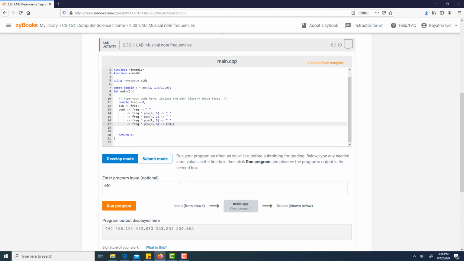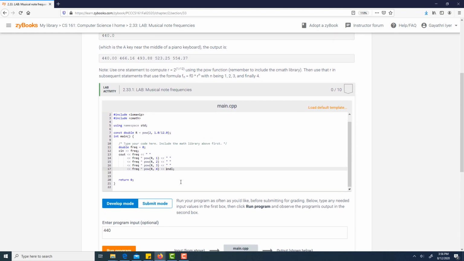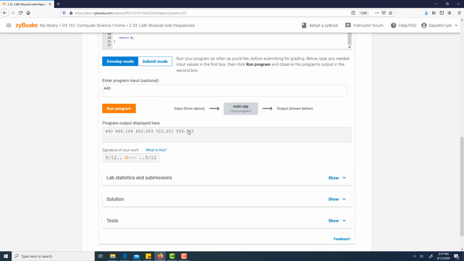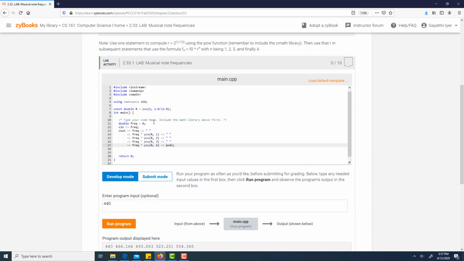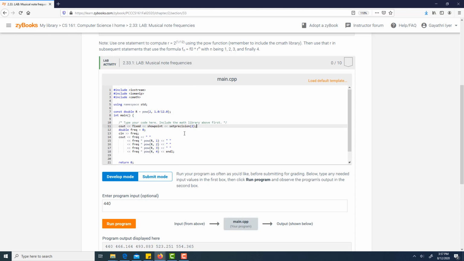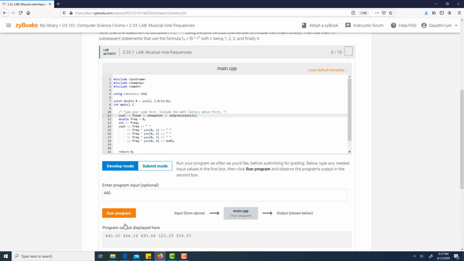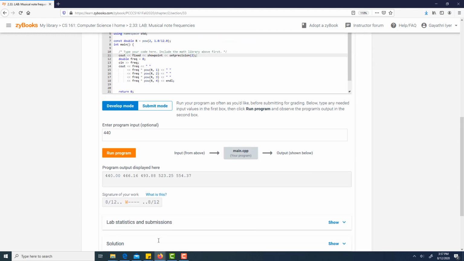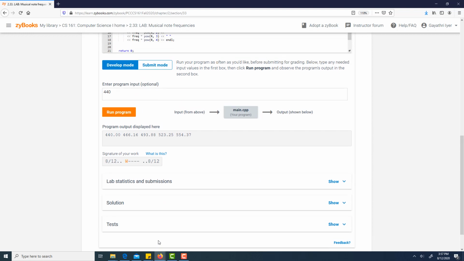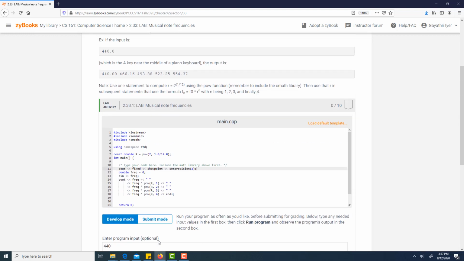That looks better, but that's not what we wanted. We wanted our output to have only two decimal places, and ours has more than that. So let's use fixed, showpoint, and setprecision to 2, and we have iomanip there. That's going to be good. Let's try one more time. Setprecision has been done. Is that similar to the expected answer? That looks pretty close. Actually, it looks exactly like that.